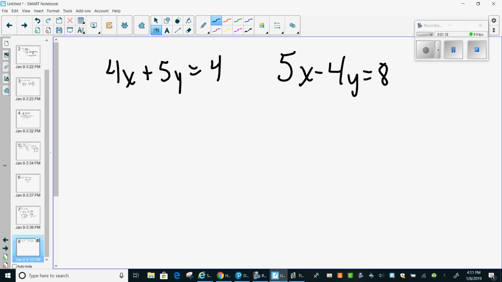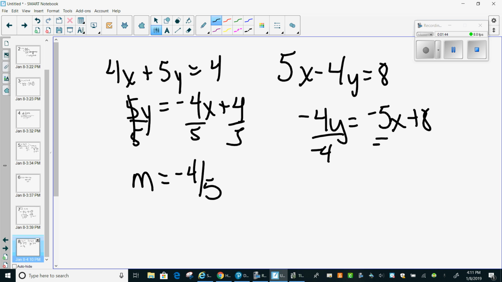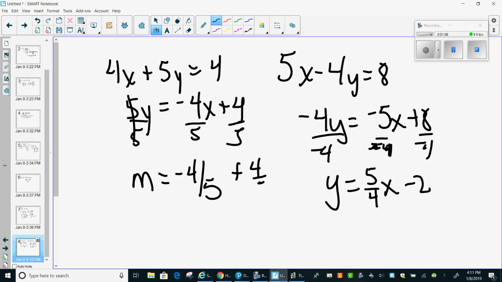So what I need to do is find the slopes of these lines. For this one, we move 4x to the other side. So that becomes negative 4x plus 4 and divide by 5. So the slope of this line is negative 4/5. For this one, I'm going to move 5x over. So that'd be negative 5x on this side, and divide by negative 4. And get y equals, that would make this positive 5/4 x minus 2. Because this part doesn't matter. The part that matters is the slope.